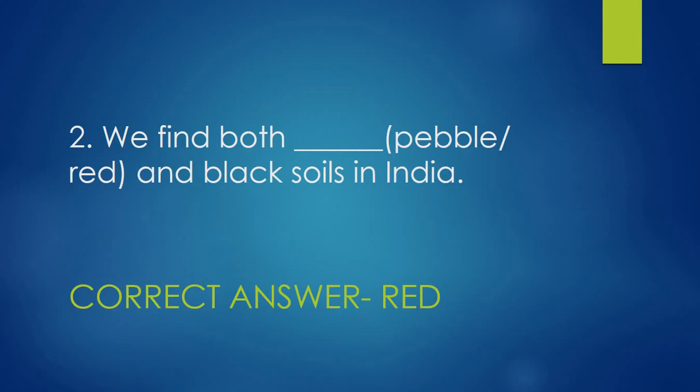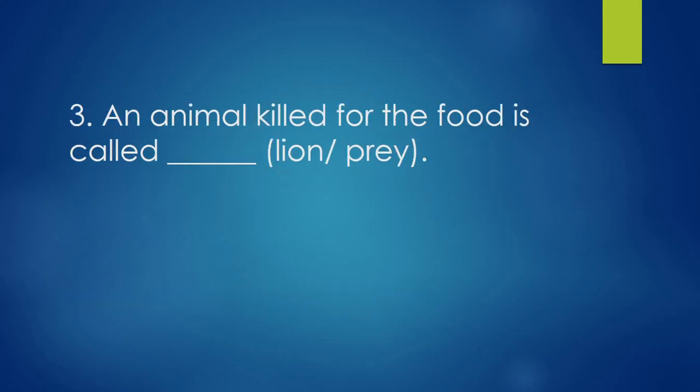Okay, so moving on to number 3. An animal killed for the food is called dash. Options are lion or prey. I hope you are writing your answers as fast as possible so that you can later check the answers when I display it. An animal killed for the food is called dash. I hope in this much time you have written your answer.